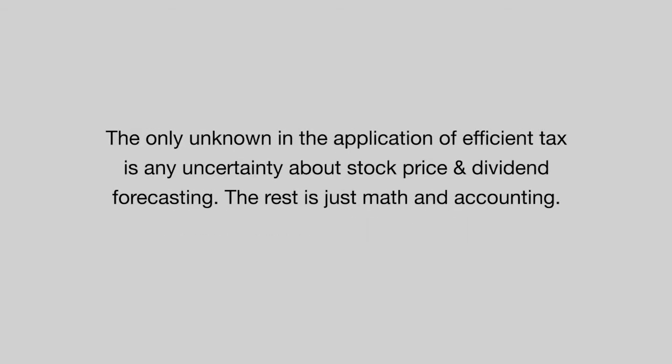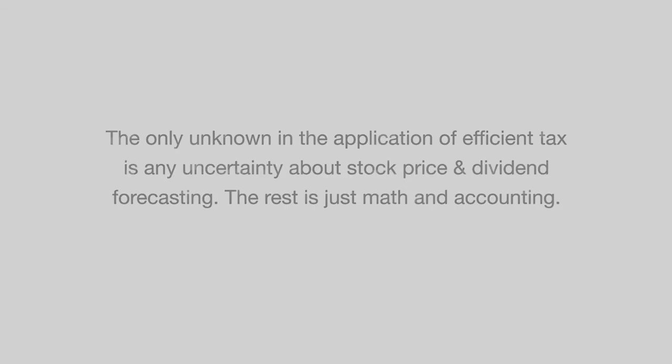The only unknown in the application of efficient tax is any uncertainty about stock price and performance forecasting. The rest is just mathematical consequences. If we knew future prices, there would be no risk. We know, of course, that every stock price forecast has some degree of error. More unpredictable earnings usually have higher betas.